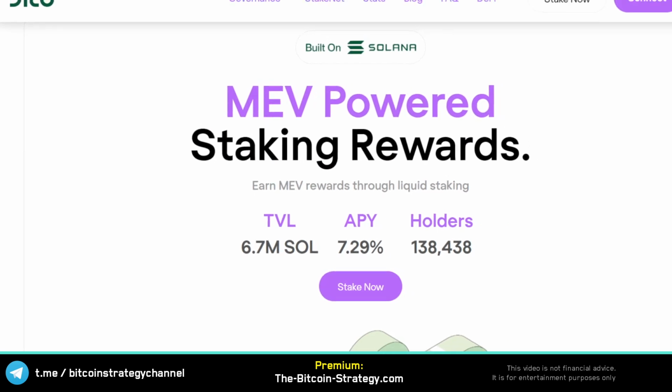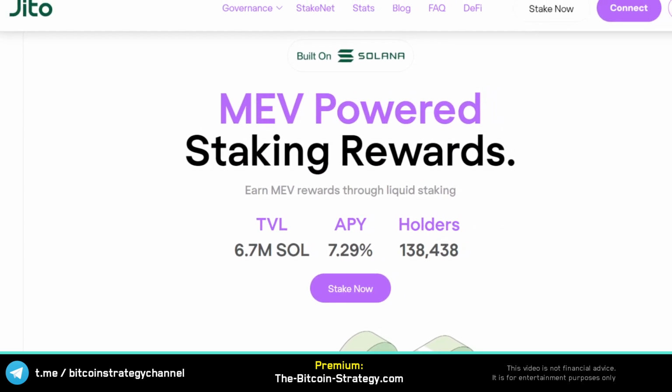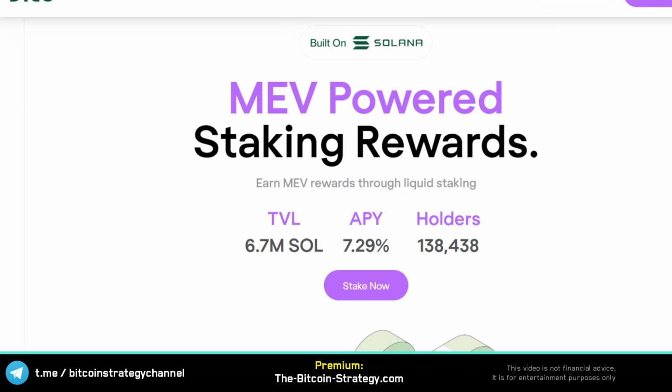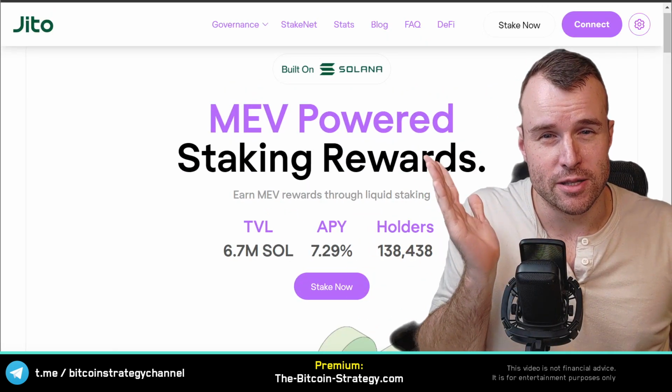Now, this is the first thing you get greeted with on the website. MEV-powered staking rewards. What on earth does this mean? MEV stands for minor extractable value or maximum extractable value. It's the value you can generate by rearranging blocks in a blockchain. I'm sure this made things way clearer, didn't it? Okay, let's take a step back.